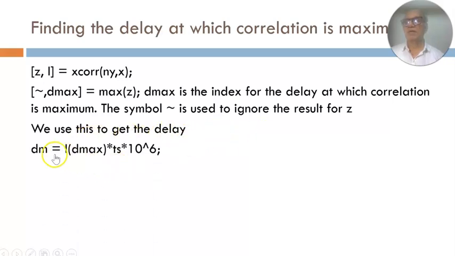So how do we do that? Dm is I of Dmax. Understand? Dmax is the index. So we need to find the delay by using this index for the variable I. So I of Dmax multiplied by Ts to convert it to continuous time, and multiplied by 10 raised to 6 in order to convert it into microseconds. That will be your Dm.